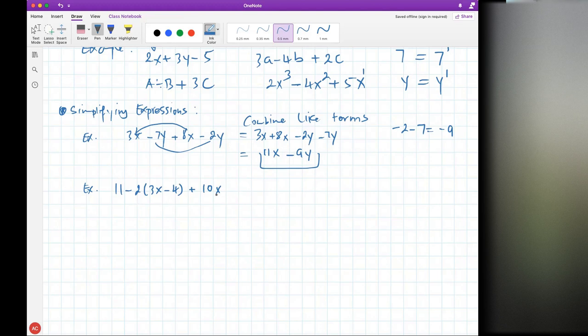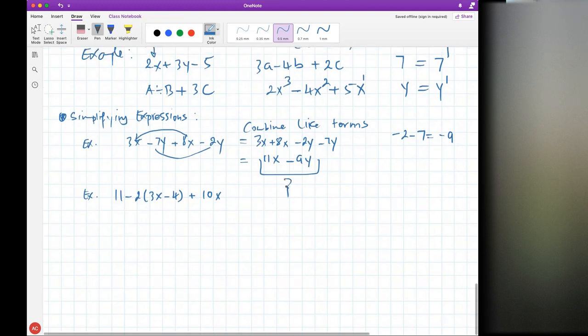All right, what do you think we need to do first in order to simplify this expression? Multiplication. Parentheses. 2 multiplied by 3. You keep the 11, but you do the multiplication. That's right. So the first thing you want to do is distribute. So it's not the subtraction yet. It's not 11 minus 2 yet. Again, according to the order of operations.